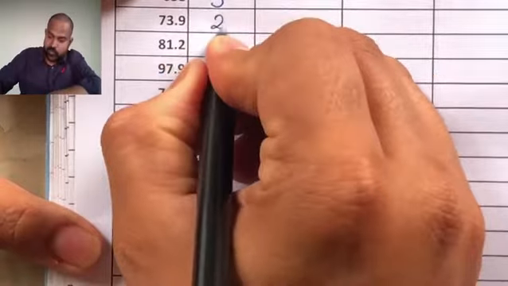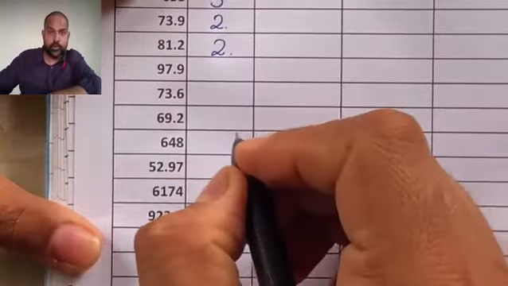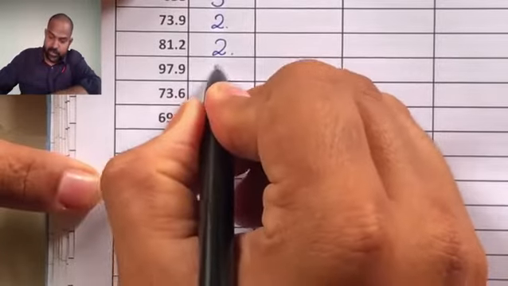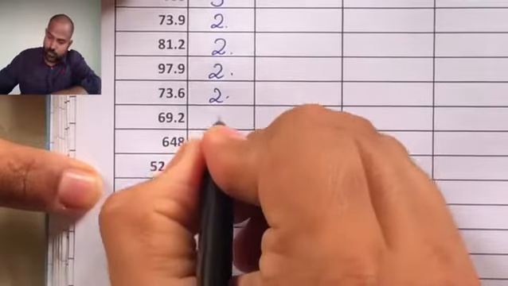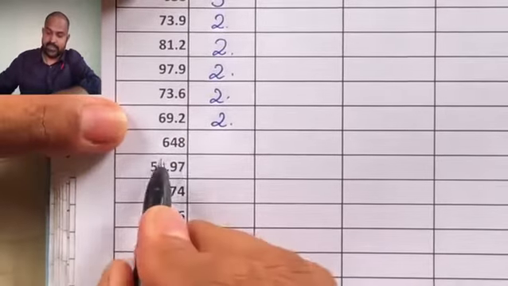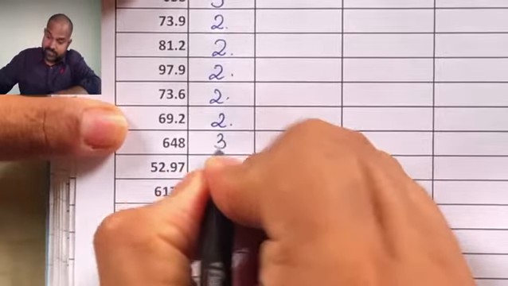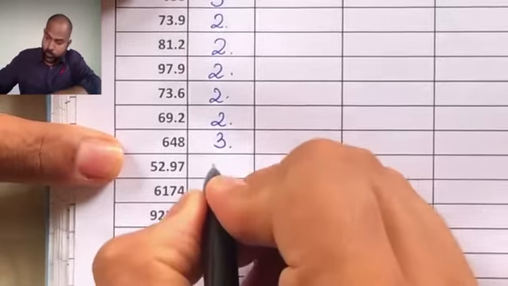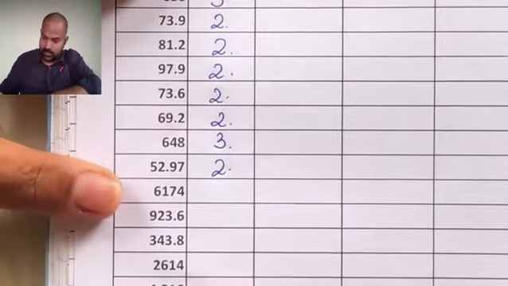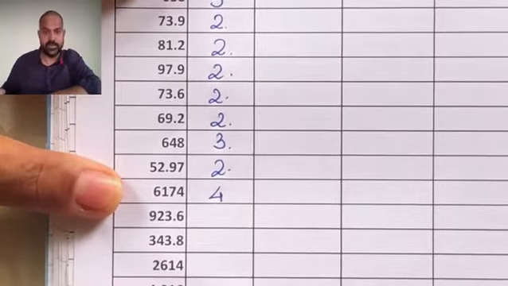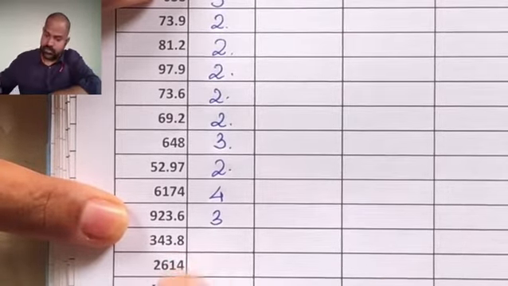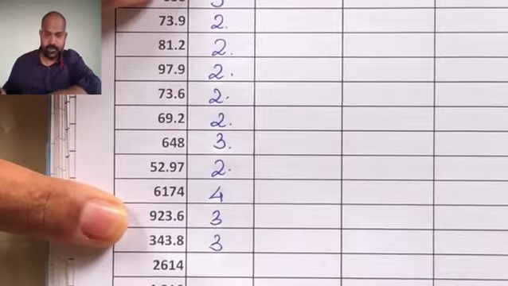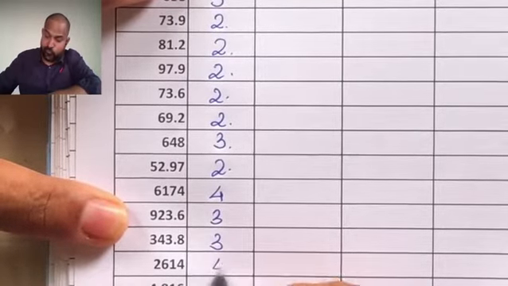73.9, 2 places before the decimal. 81.2, 2 places before the decimal. 97.9, 2 places before the decimal. 2 places. 2 places. 648, 3 places before the decimal. 2 places. This is 4 places before the decimal. This is 3 places before the decimal. This is 3 places before the decimal. And 2614 is 4 places before the decimal.